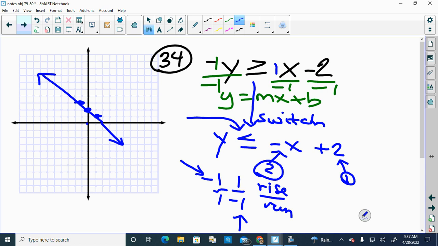Okay, now the shading comes in. The part that faces the y is the smaller part. So am I shading above or below? When it's smaller, below. So the y's get smaller going this way, right? So this is my line. It's not above, it's going to be below. So this would be my shading.